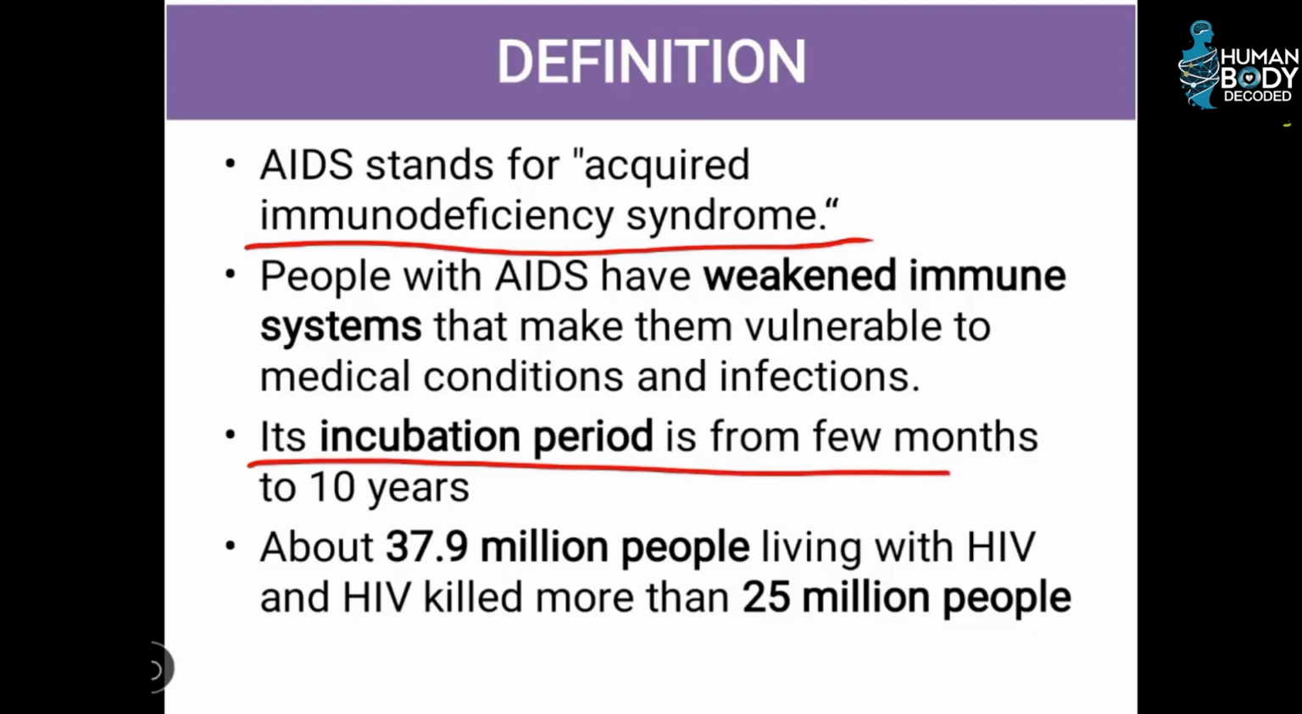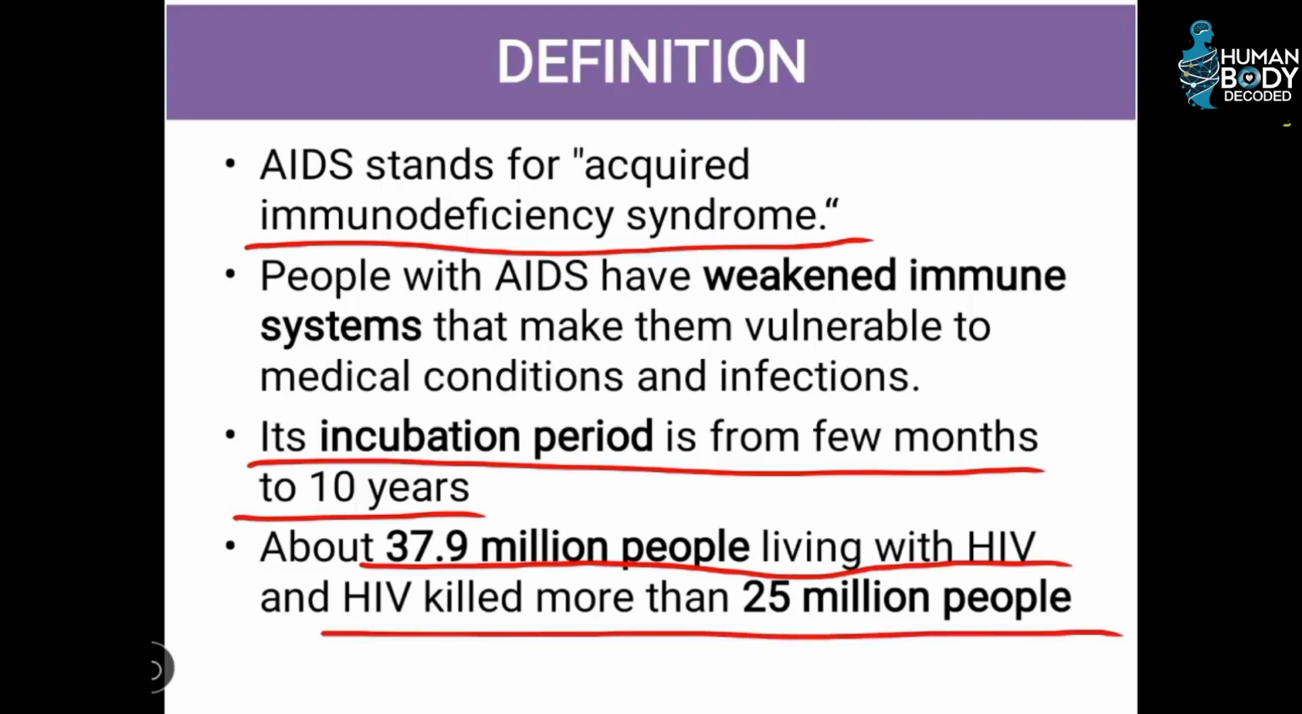Its incubation period can be from a few months to 10 years, meaning until a person gets tested, they do not find out because symptoms do not start appearing in the person. According to the report, there are currently 37.9 million people infected with HIV in the world, meaning 37.9 million people have HIV. And so far, due to HIV, 25 million people have died.